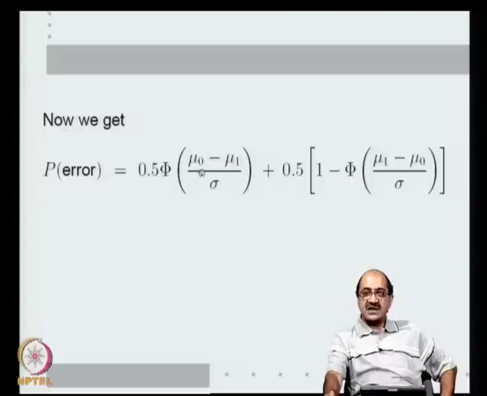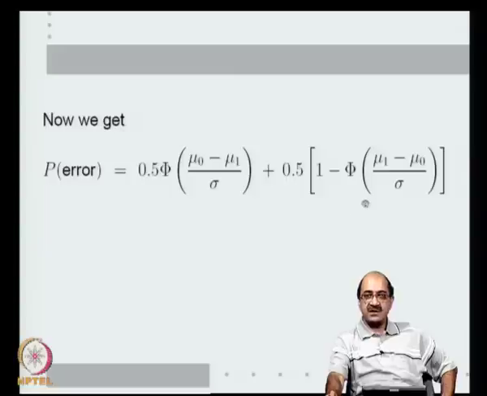The first integral is from minus infinity to (mu0 minus mu1)/sigma. So, that is phi of (mu0 minus mu1)/sigma. The second integral is from (mu1 minus mu0)/sigma to infinity. So, this is 1 minus phi of (mu1 minus mu0)/sigma.